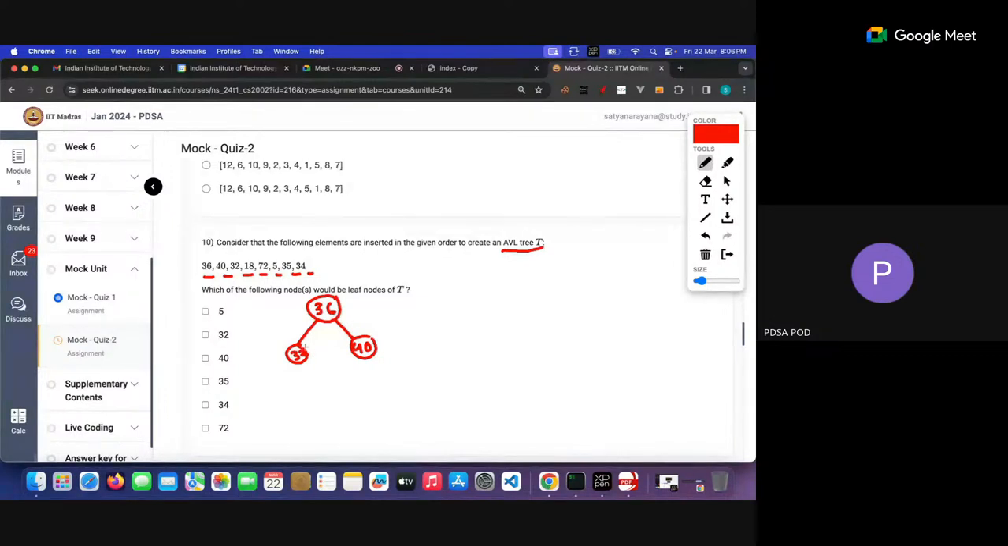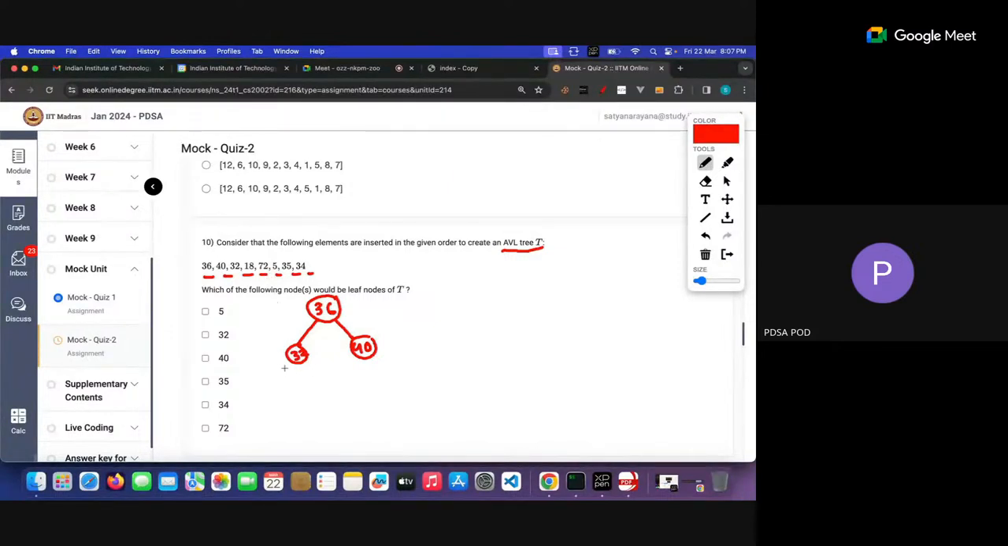From the root, if you consider the height on each side, one and one, subtracting gives zero. No problem. For 36 as the root, we consider the balancing factor. This 32 and 40 do not have any child, so there is no depth below them. No problem.